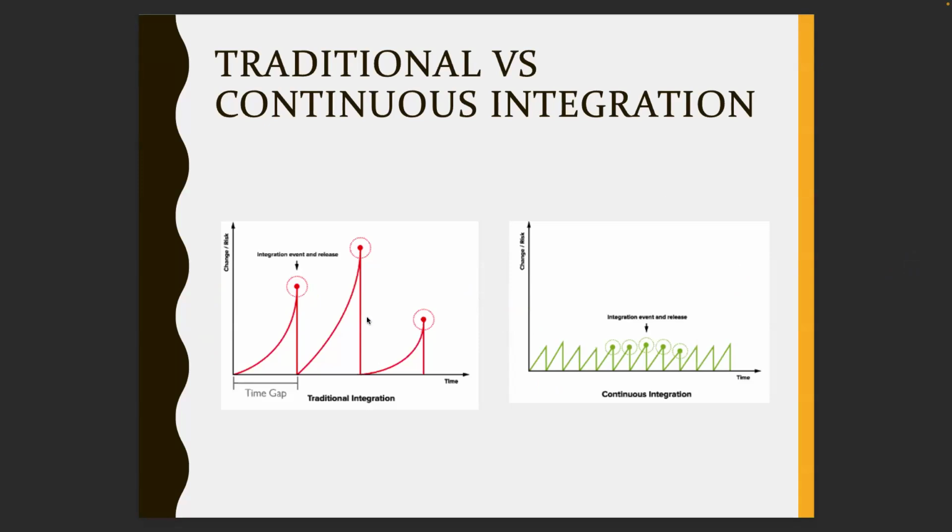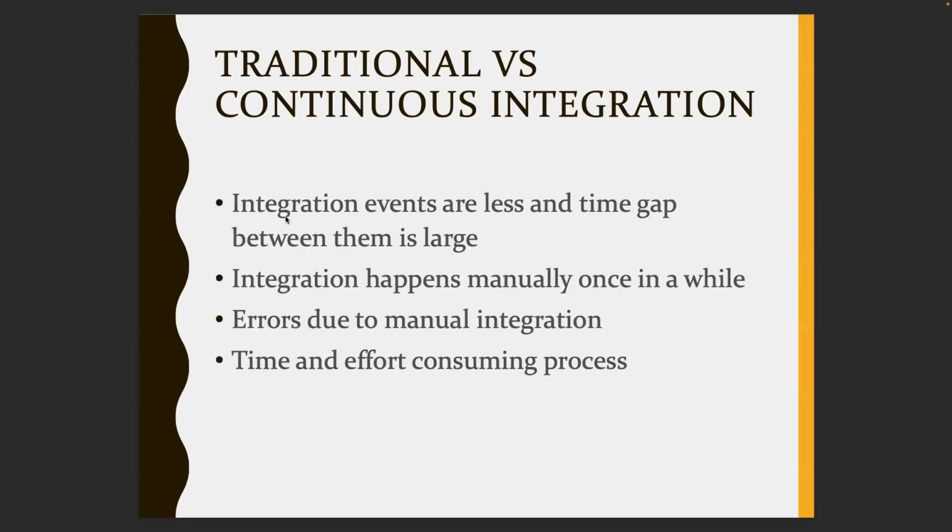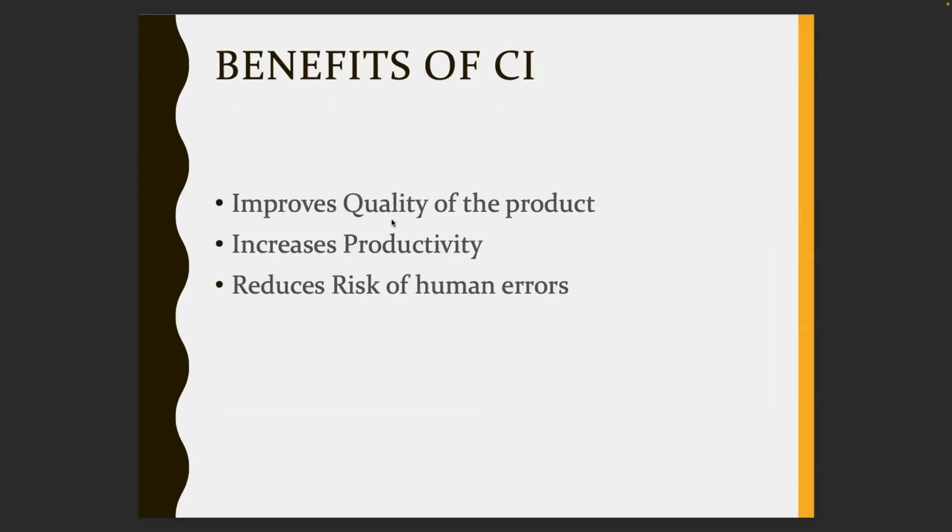If you have an understanding of the traditional integration process, you would really appreciate the importance of what DevOps has brought, or what continuous integration has brought. See the differences: integration events are fewer in the case of traditional. Integration happens manually once in a while. Also errors because of manual integration, a lot of time, a lot of effort, more people. So these are all the challenges we had. Whereas the benefits of continuous integration are that it improves quality of the product, increases productivity, and reduces the risk of manual errors.